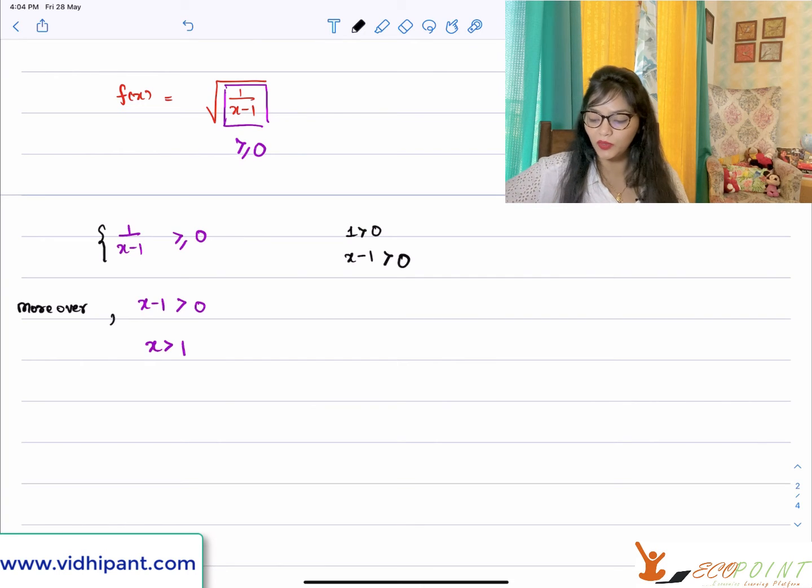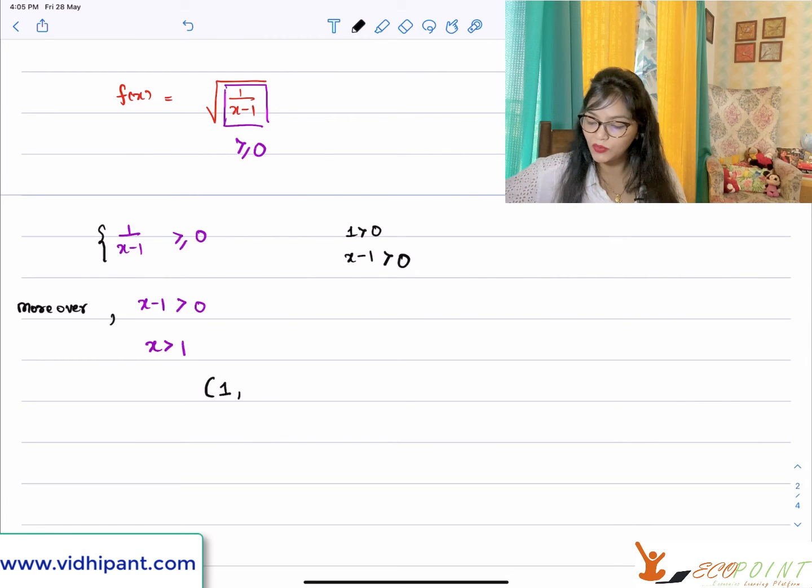x minus 1 cannot be equal to 0, because when the denominator is 0, the expression inside the square root will not be a valid expression. So you cannot take the square root of that, right? That is why x minus 1 should be strictly greater than 0. That means x should, this time, be strictly greater than 1.